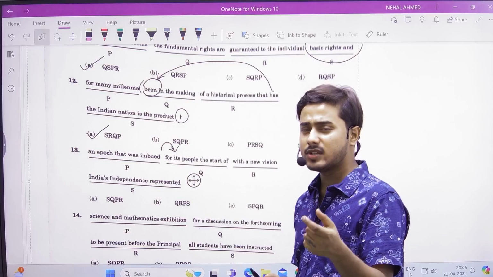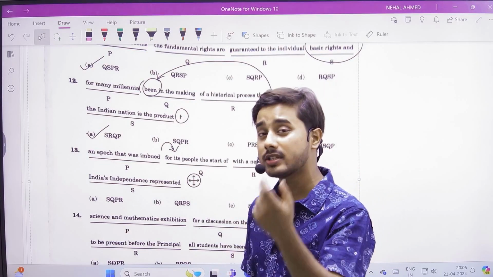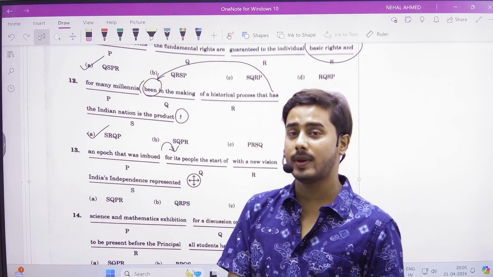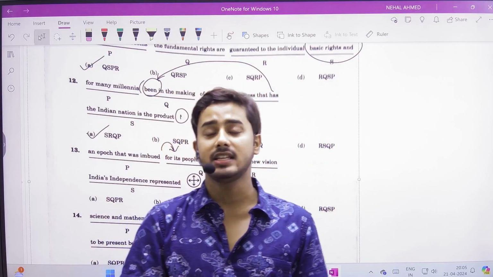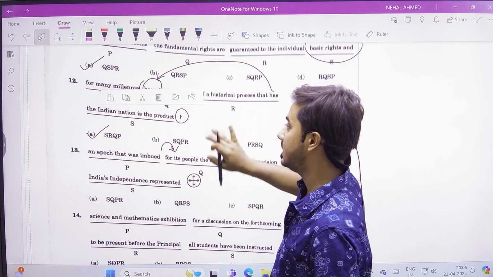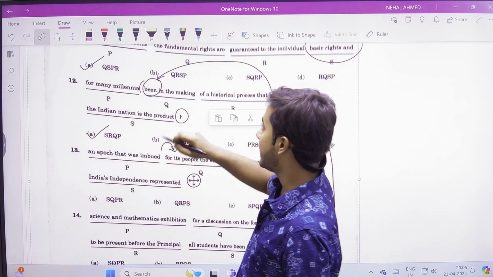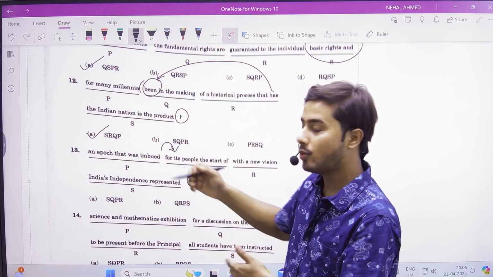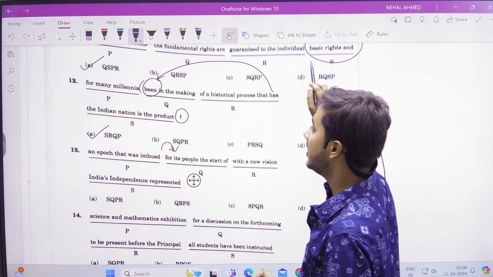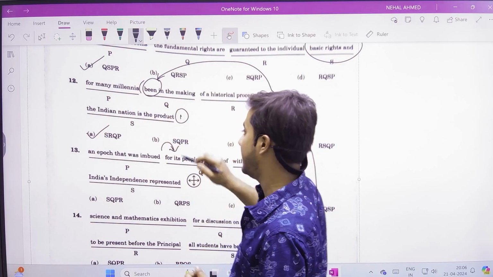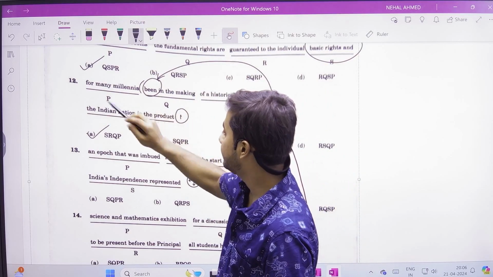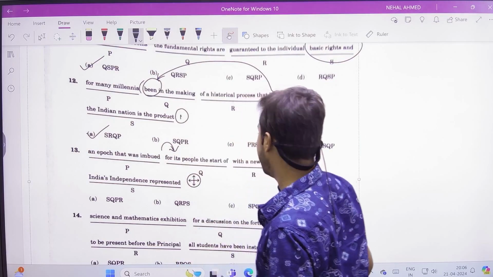So the word that follows product is of, the product of these two numbers, right? People who are into maths might know that we ask students to find out the product of two numbers. Since the sentence starts with the Indian nation is the product, we'll have to understand what comes after that. The Indian nation is the product of what? So we search for the word of, and we find it here. The Indian nation is the product of a historical process that has been in the making for many millennia. So it's SRQP, right? So SRQP is the right option.